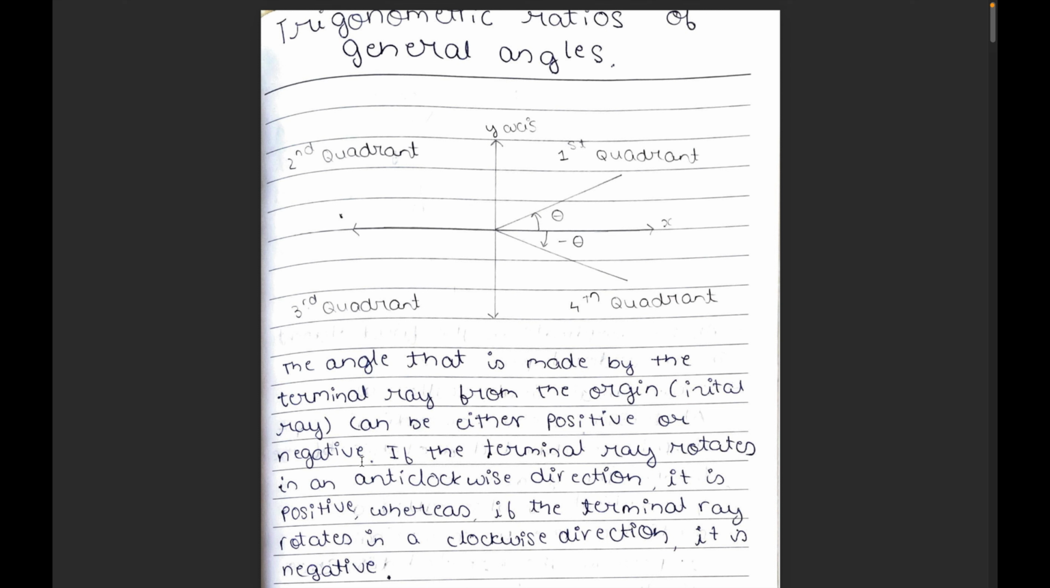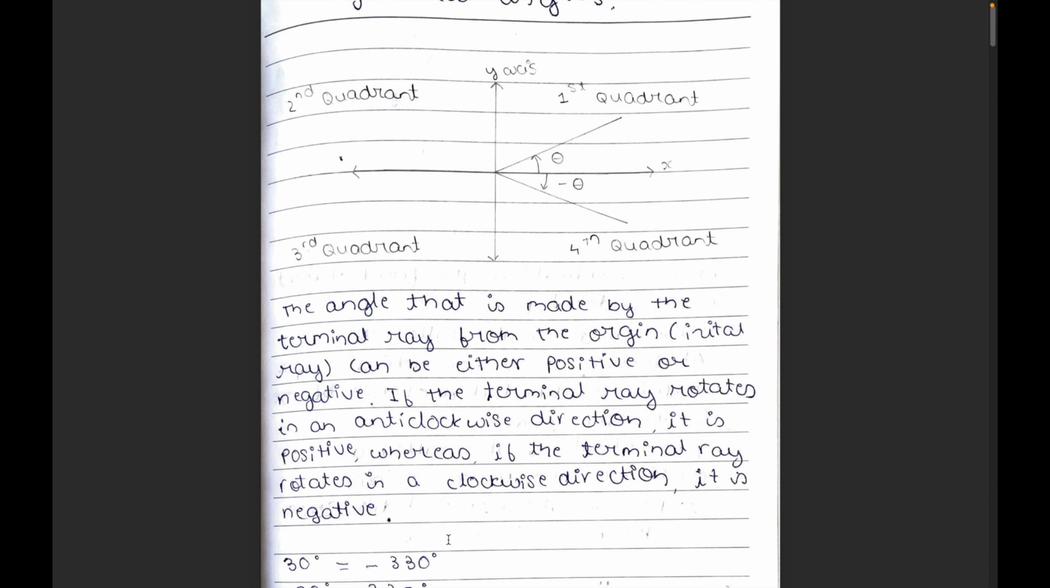It can either be positive or negative. So if the terminal ray rotates in an anti-clockwise direction, it is positive. Whereas if the terminal ray rotates in a clockwise direction, it's negative.